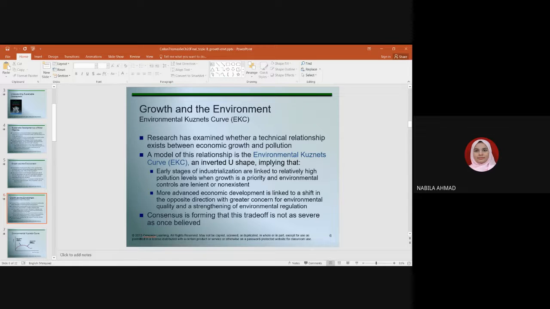So semakin lama, semakin dia berkembang, more advanced economic development is linked to a shift in the opposite direction with greater concern for environmental quality and a strengthening of environmental regulation. Jadi bila dia telah berkembang maju, dia akan shift kepada direction yang lebih, maksudnya dia akan more concern on environmental quality tersebut. So akan berlaku ada dia punya stringent rules ataupun policy untuk memastikan environment itu terkawal, terjaga di dalam negara yang lebih advance. Bila dia dah meningkat advance lah. Okay, so the consensus is forming that this trade-off is not as severe as once believed, right?